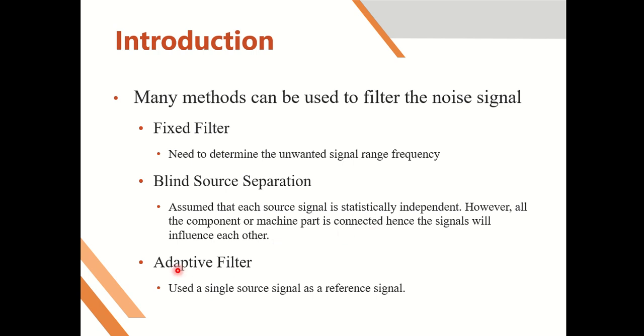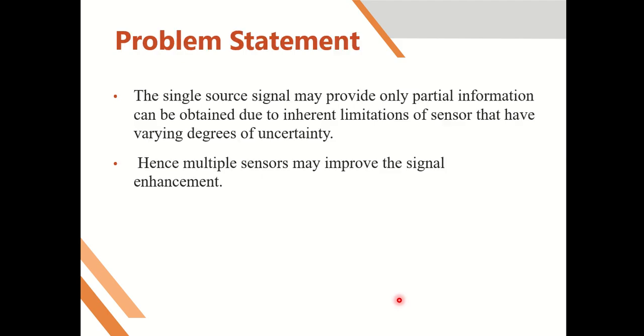So we can move to the adaptive filter. Adaptive filter is kind of the improved version of blind source separation, and it uses a single source signal as a reference signal. But the current adaptive filter uses a single source signal. So the single source signal may provide only partial information due to inherent limitations of sensors that have varying degrees of uncertainty. Hence, multiple sensors are believed to improve the signal enhancement.